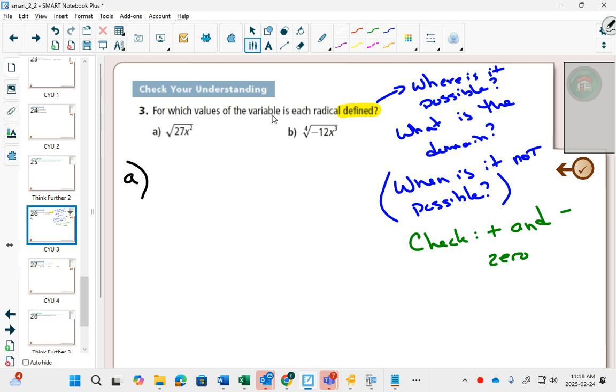It has a variable x. Ask yourself, can you find a value that is okay? Like, for example, would I be allowed to plug in 1? 1 squared would be 1. 1 times 27 would be 27. Are we allowed to square root 27? Absolutely. So 1 is good.